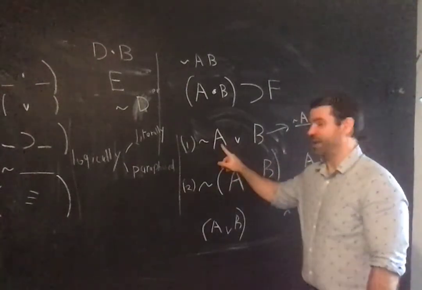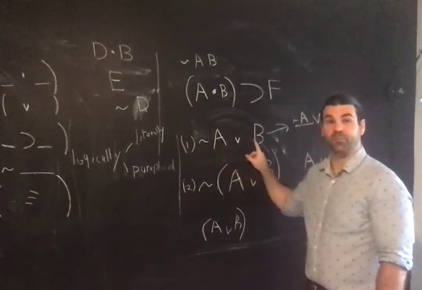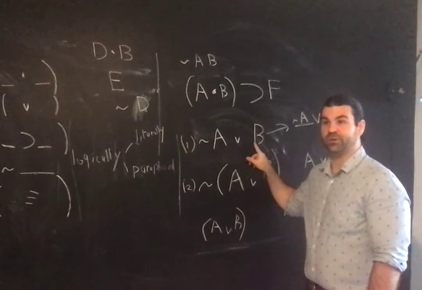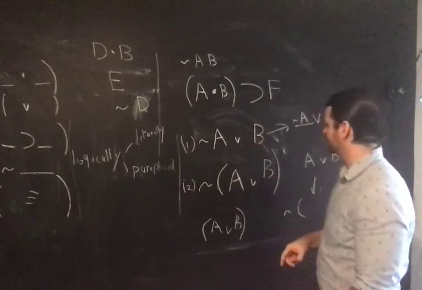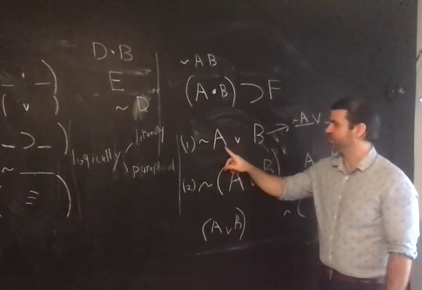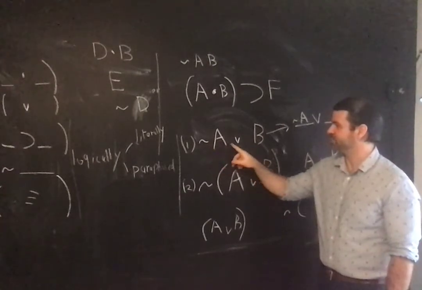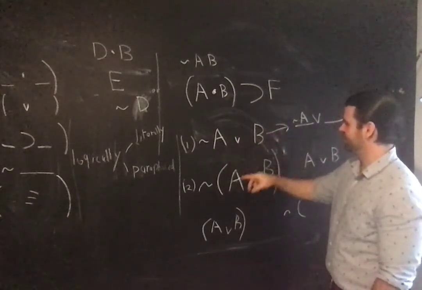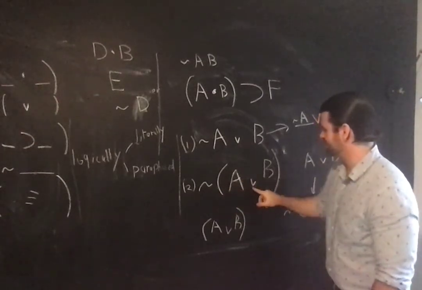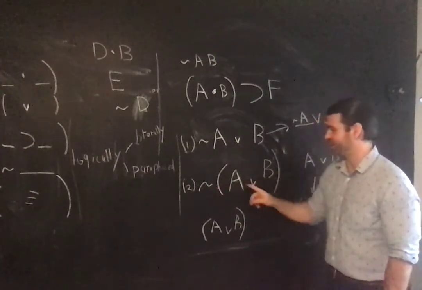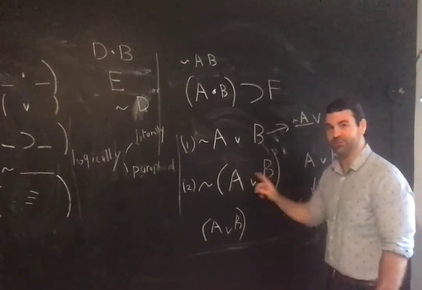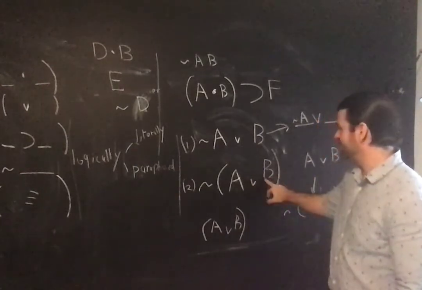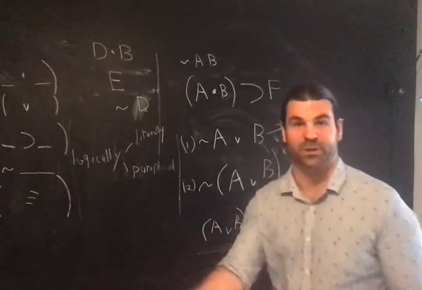Imagine A equals you will get an A. B equals you will get a B. This says either you won't get an A or you'll get a B. This says it's not the case that you'll either get an A or a B. So this means you'll get a C or worse. Anyway, I think she has a better example.